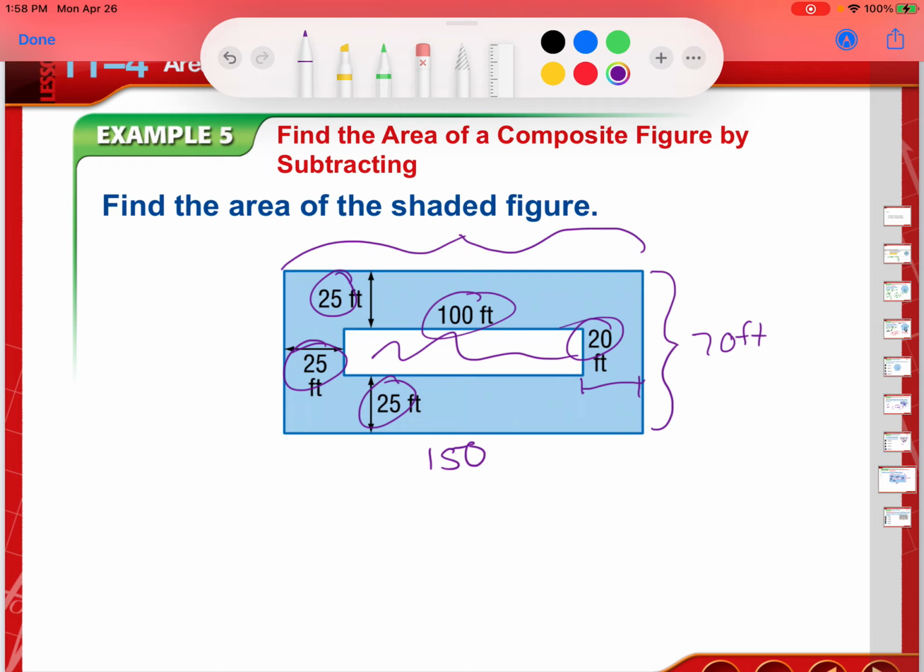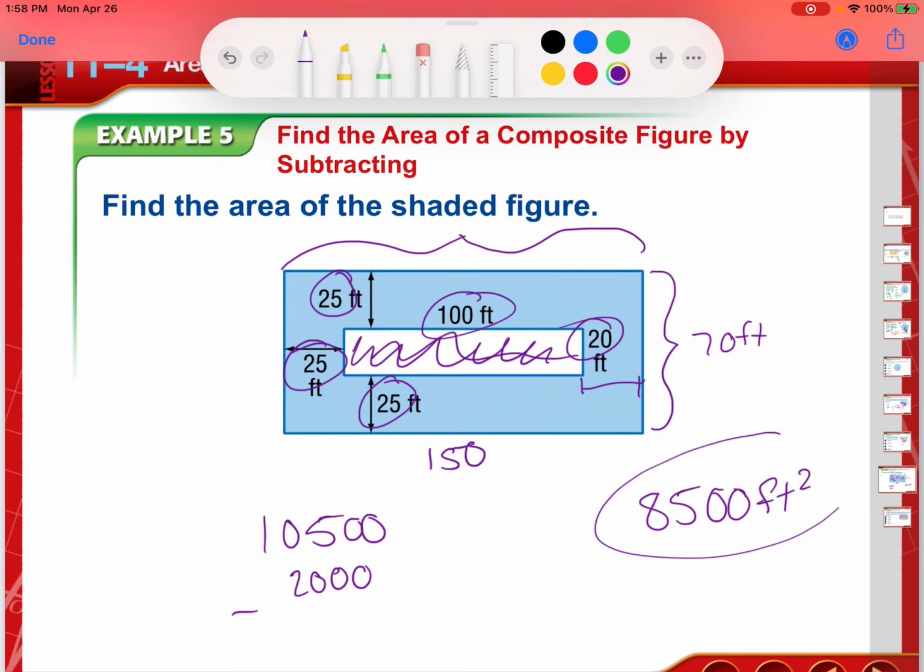So I'm going to do 150 times 70, and I'm going to get 10,500. Now I need to subtract from that this inner rectangle that we already shaded. That's 100 by 20, so 100 times 20, which is going to be 2,000. So we're going to subtract 10,500 minus 2,000, which leaves us with 8,500 feet squared.